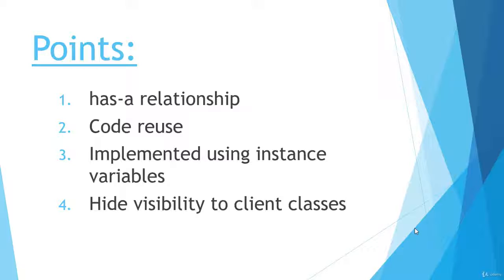Now these are some important points about composition that you have to keep in mind: composition must have a has-a relationship. We have code reuse, we can reuse our code in composition. Composition is implemented using instance variables, and we hide the visibility from the client classes. These are the four important points in composition, and we will discuss all these four points in NetBeans when we create our code. Then you will understand how these four points are implemented in composition.